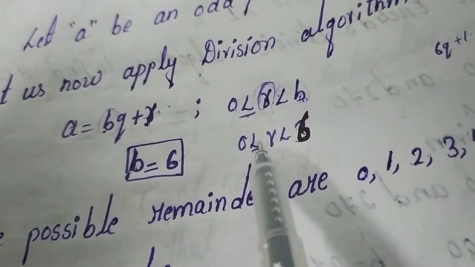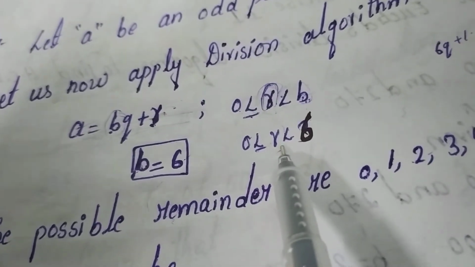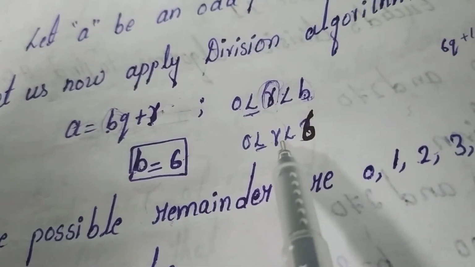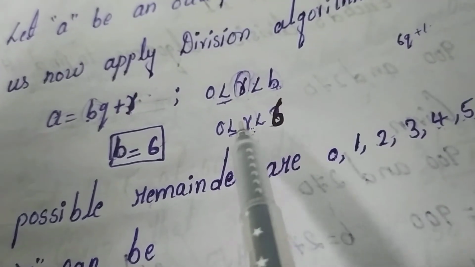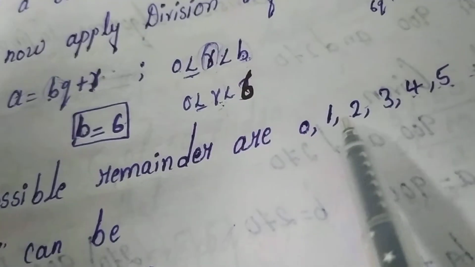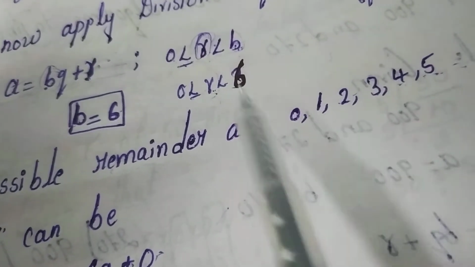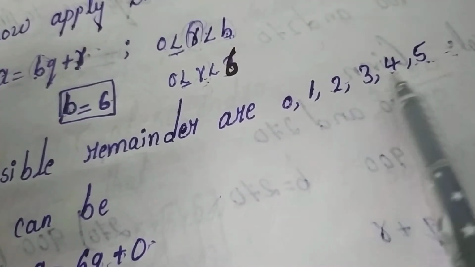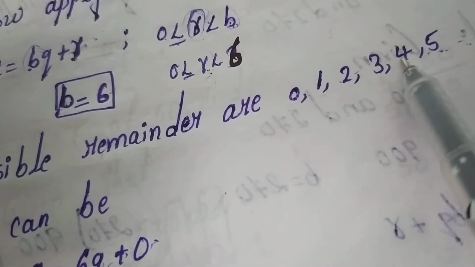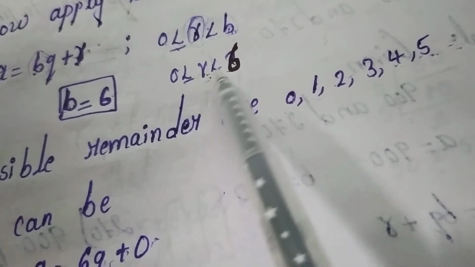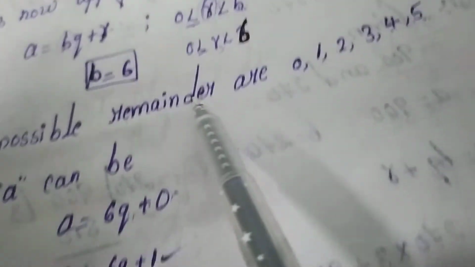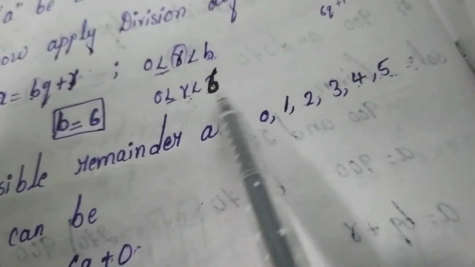How many possible remainders are there? r is the remainder. The remainder is 0, 1, and so on; r is less than 6. How many possible remainders? The possible remainders are 0, 1, 2, 3, 4, 5. Less than 6 means we have 6 remainders: 0, 1, 2, 3, 4, 5. Because the b value is 6, r is always less than b.